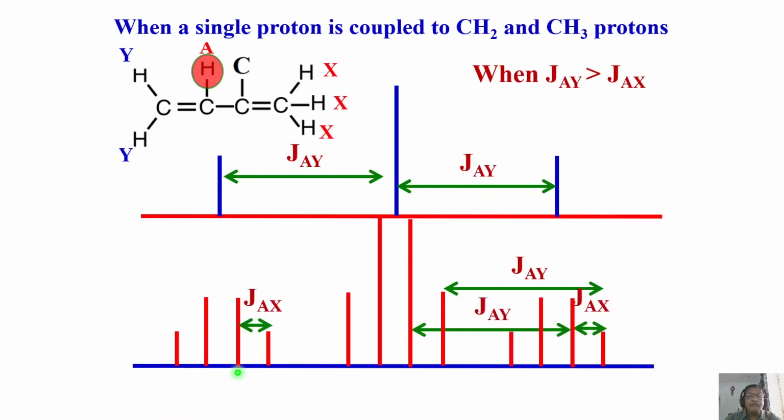What do you call this pattern? What is the larger coupling? Triplet. Smaller coupling? A quartet. So it is called triplet of quartets. Triplet of quartets.